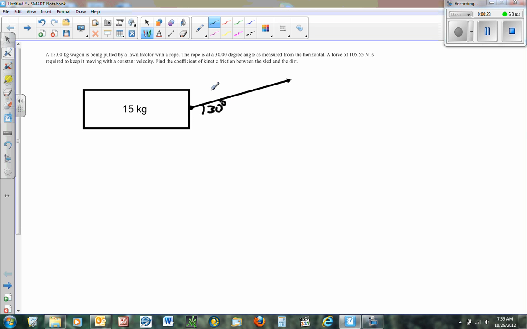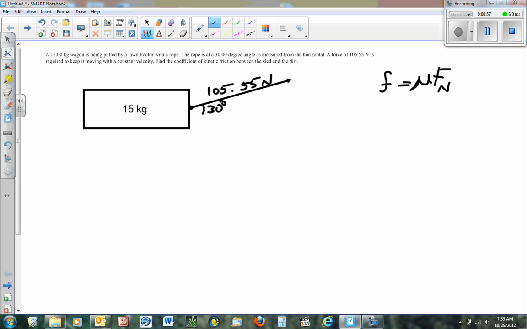And it's being pulled with a force of 105.55 newtons. We want to find the coefficient of friction. So if we just write down the equation that we know, that's F equals the coefficient of friction times the normal force.